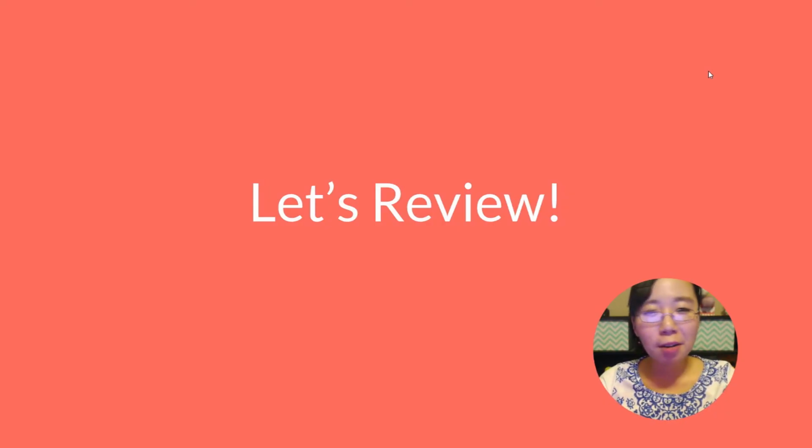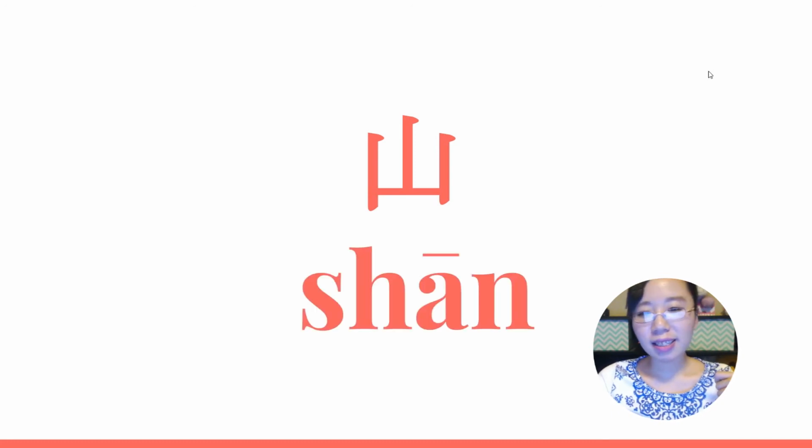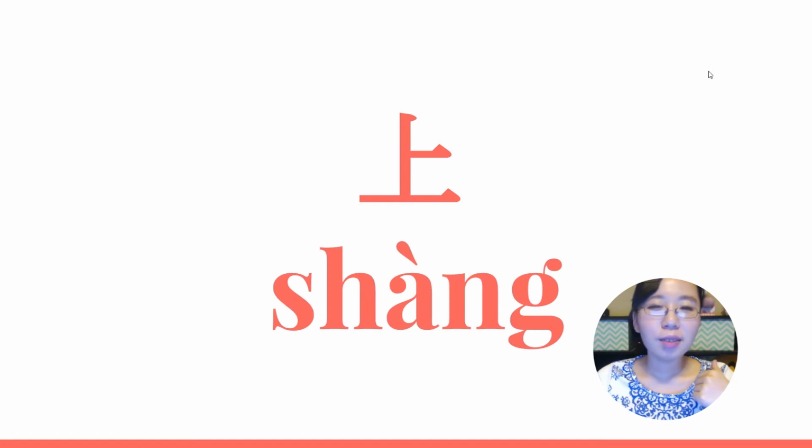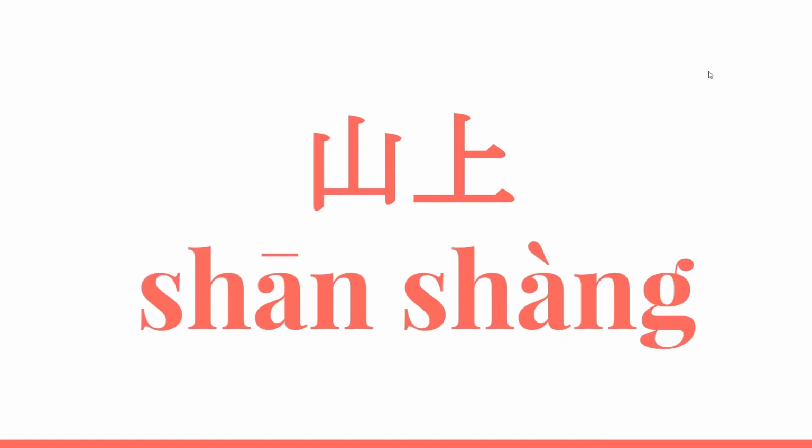Now let's review our entire lesson. This is the first character. I'm going to give you 5 seconds. 1, 2, 3, 4. This is 山, which means mountain. Next. 1, 2, 3, 4, 5. This is 上, which means on top. And together we had 山上, which means top of the mountain, literally mountain top.